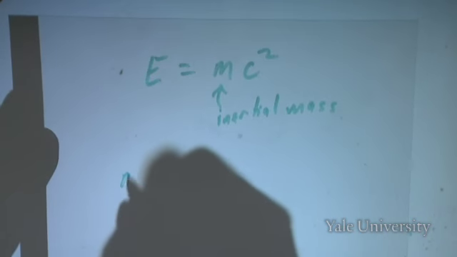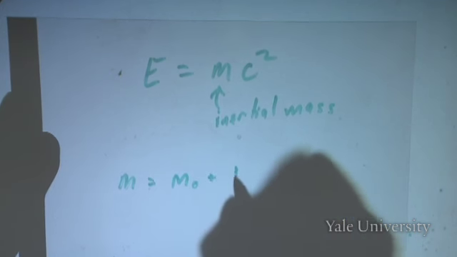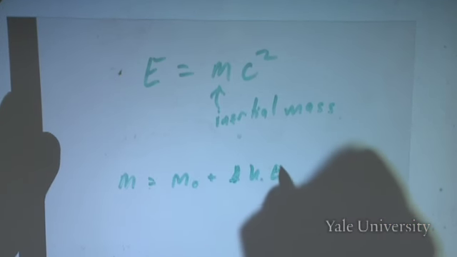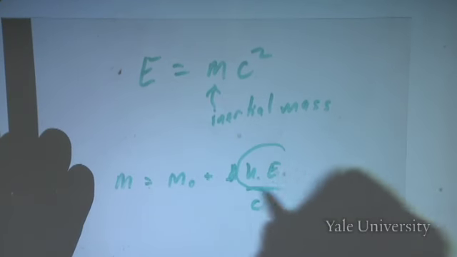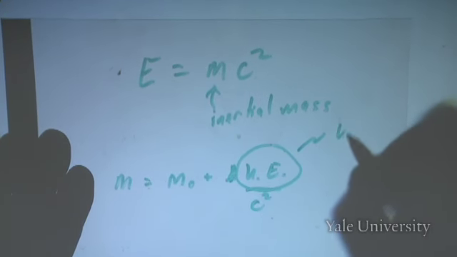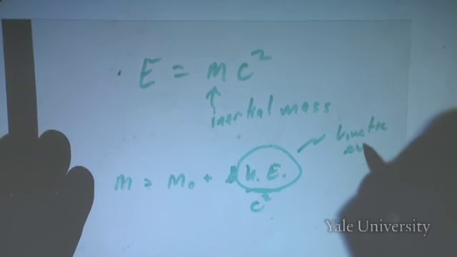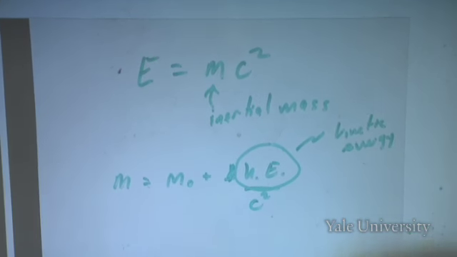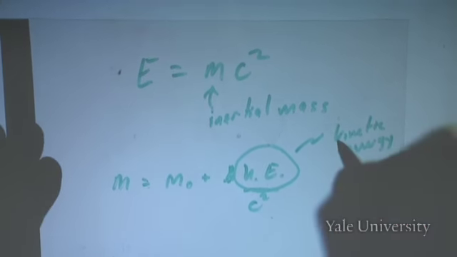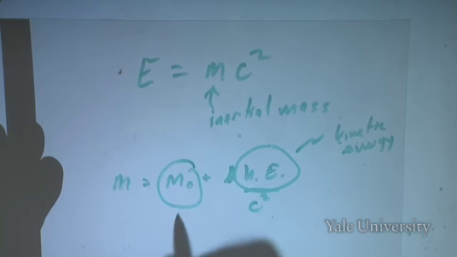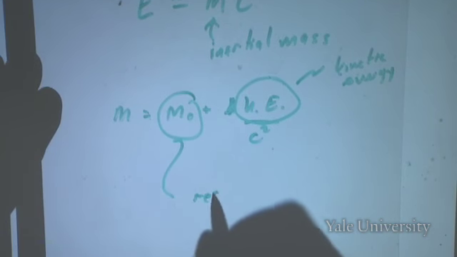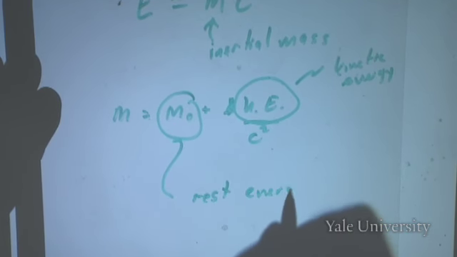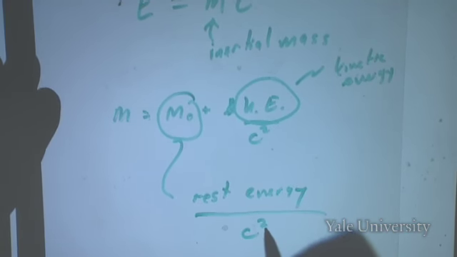So that's m, which is equal to, in this case, m naught plus kinetic energy over c squared. And notice the difference here. This is one kind of energy. This is kinetic energy, that's the energy contained in the motion. Another way you could write this is the rest energy over c squared.